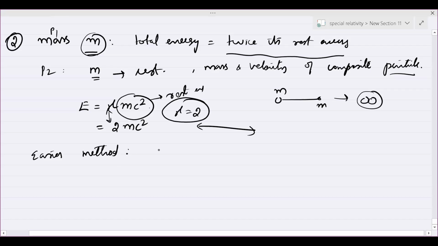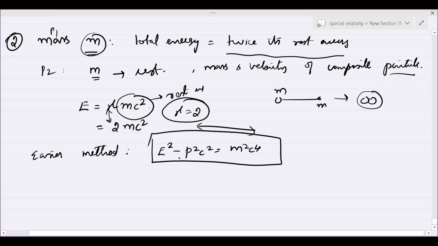is to use the relation E squared minus P squared c squared is equal to m squared c raised to 4. We can use this relation to find the momentum of the incident particle. So for particle 1, P1 squared c squared is equal to E1 squared minus m squared c raised to 4.